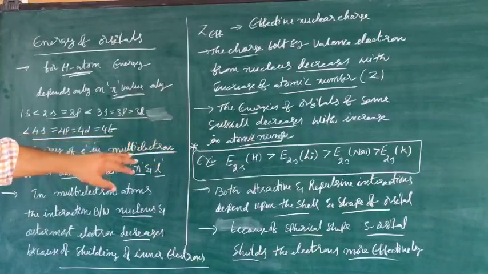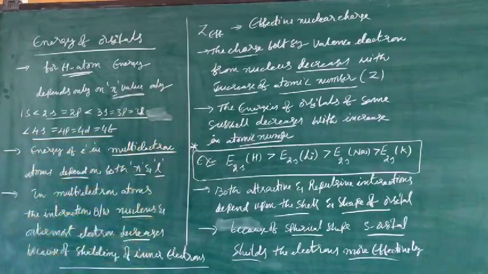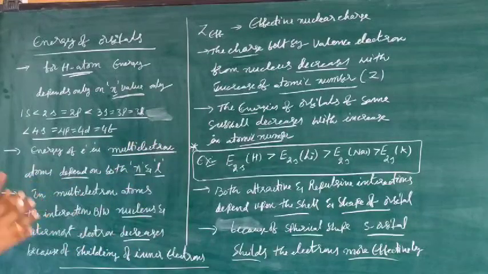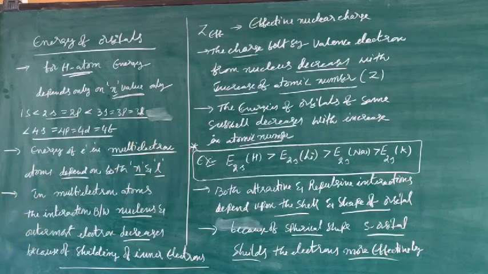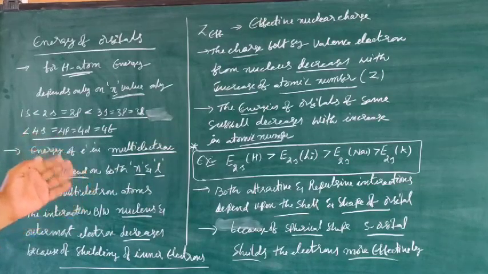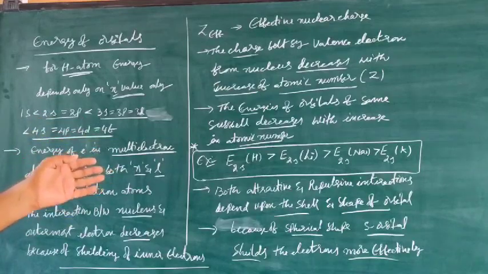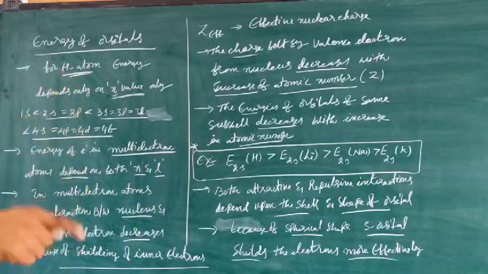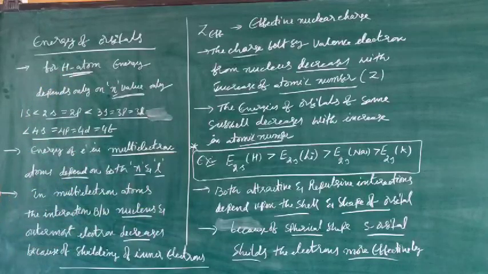Next one. Both attractive and repulsive interactions depend upon the shell and shape of the orbital. Whether it is attractive or repulsive, both types of interactions depend upon the shell in which the electron is present and the shape of the orbital also. For example, if you consider the s orbital, because of its spherical shape, the shielding is more effective in the case of the s orbital. For the remaining orbitals, the shape varies. That's why shielding is not as effective as in the s orbital.